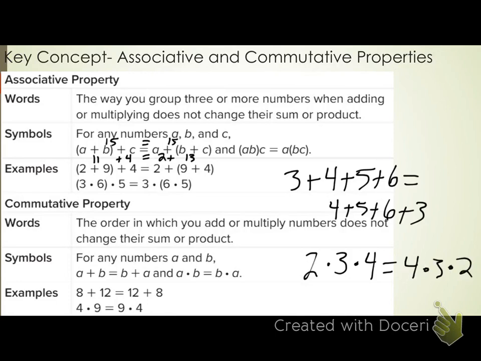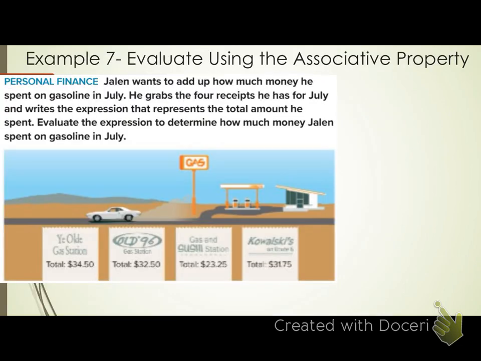The order in which it is written does not matter. Any questions about our commutative property? So associative property, I can group numbers together or associate them together with parentheses. Commutative property, the order in which my addition or multiplication problem is written does not matter. Questions on those two? Can I move on? Okay.